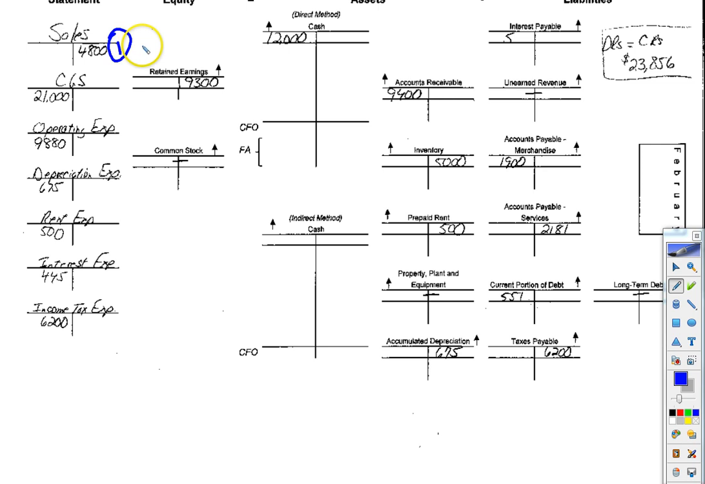Given that, I only put 4,800 there. That should be 48,000, shouldn't it? All of this 48,000, let me correct that, all of that 48,000 had an impact on accounts receivable. And we know that sales increases accounts receivable. Sales on account increases accounts receivable. And we're just going to make the assumption that if there's an account receivable, they sell on account. So we have a debit to accounts receivable and a credit to sales.